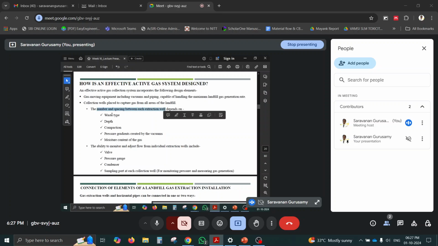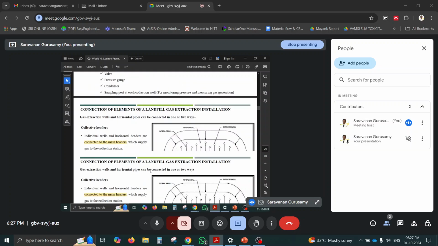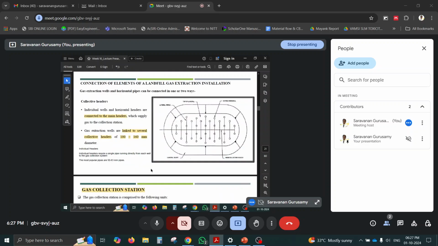This spacing will be defined depending on the waste type, depth, compaction, pressure gradient, moisture content, and the ability to monitor. We can only monitor in the active gas collection system because it has valves and ports. So we need a valve, pressure gauge, condenser, and sampling port at each collection well to collect landfill gas samples, monitor pressure, and measure gas generation rates.